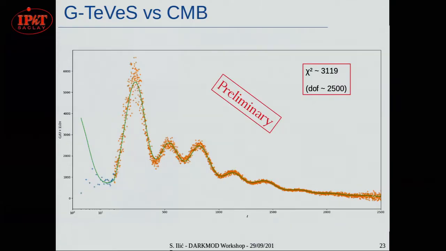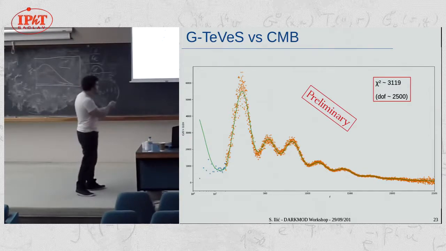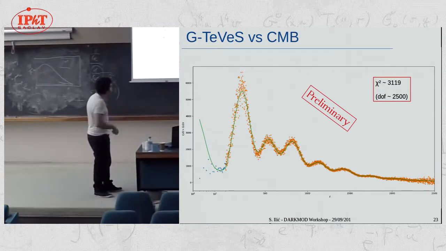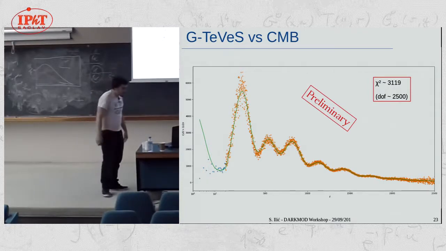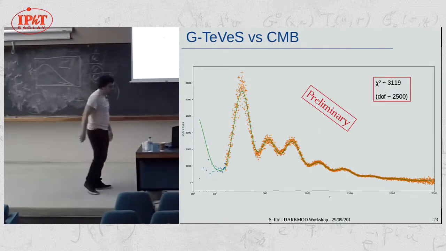So here you have plotted in green the best fits from the g-TeVeS model compared to the Planck data, which are the little crosses. I didn't put the error bars because otherwise the plot would be unreadable, but you kind of guess with the dispersion of the points. So visually it's pretty good. As you can see, it fits pretty nicely those peaks, especially the third one.